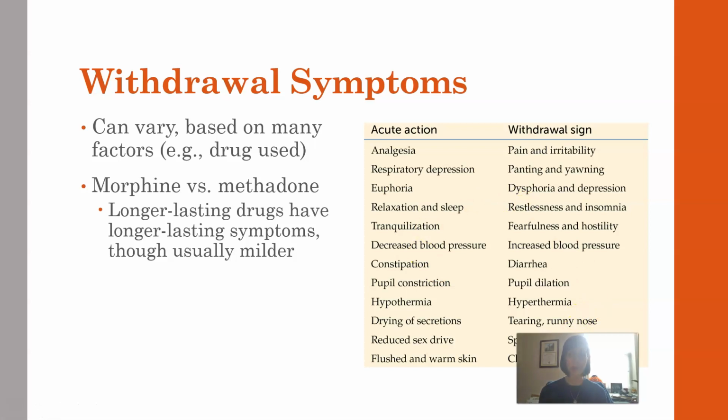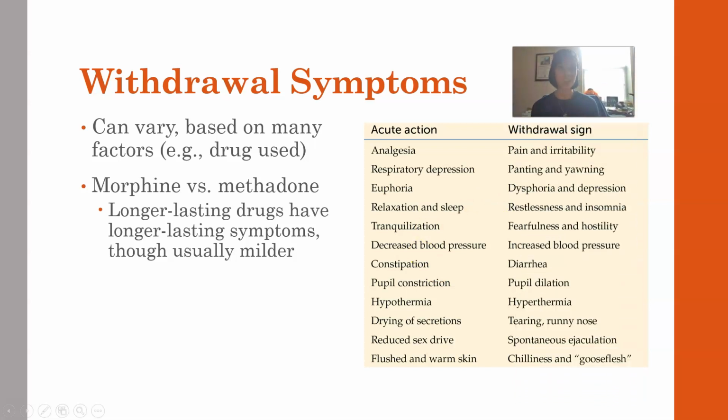Withdrawal symptoms from opioids can vary based on many different factors, like the drug used, the dosage, and how long you've been taking them. Depending on the type of drug, morphine typically does not have very long-lasting effects, but methadone really does. Methadone has a longer half-life, so it's going to stay in your system for longer. Longer lasting drugs tend to have longer lasting symptoms, but oftentimes the withdrawal effects are a lot more mild than something like morphine, heroin or Oxycontin.